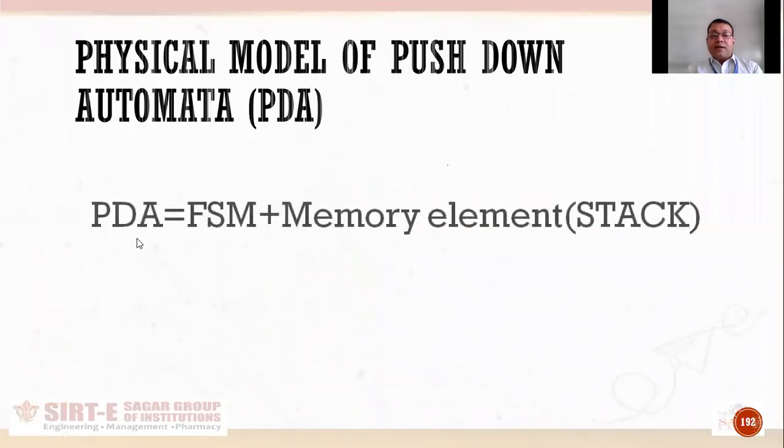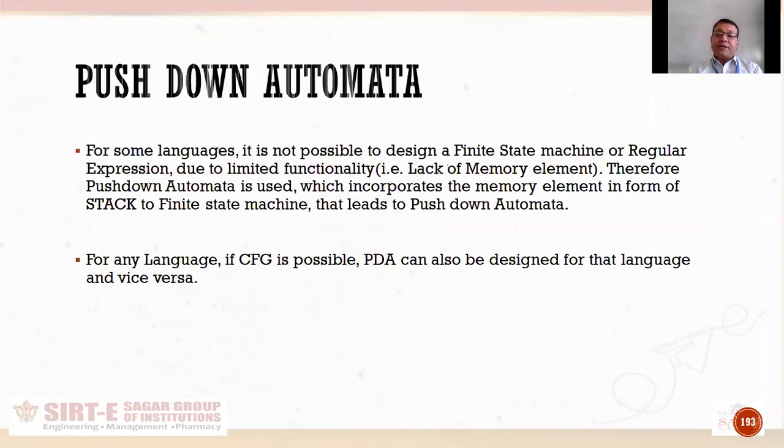I can write in simple language that PDA equals finite state machine plus a memory element. And what is that memory element? That memory element is stack. Okay. So ये तो बात हुई जनरल लैंग्वेज में समझने की कि what is PDA.